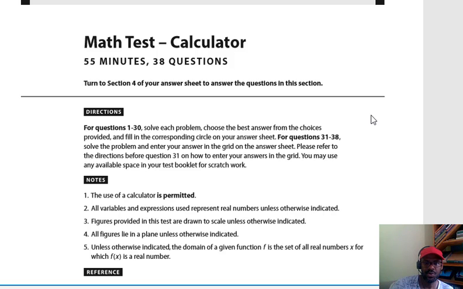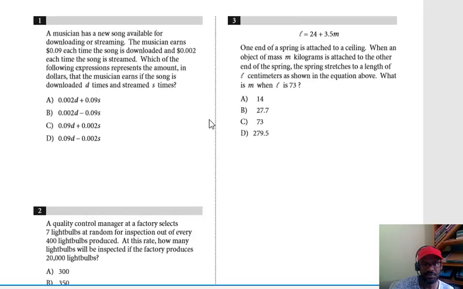This is practice paper 2. Master the calculator section. Okay, let's continue.